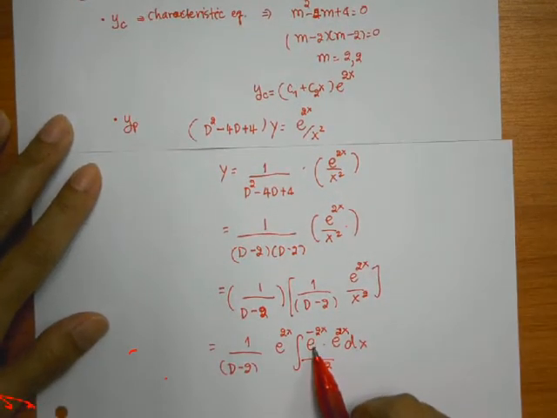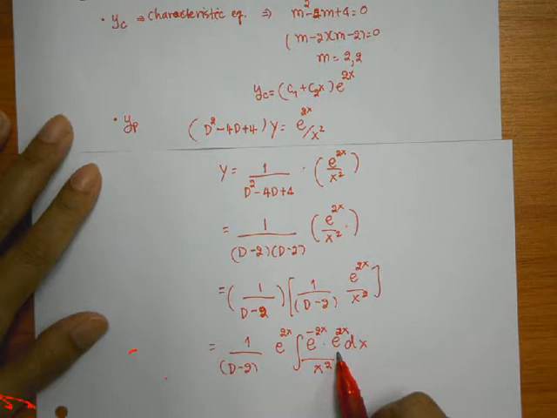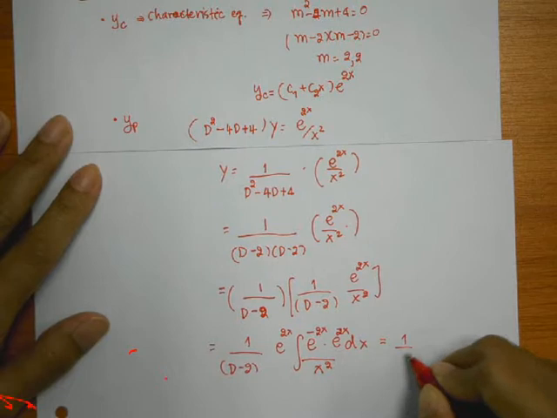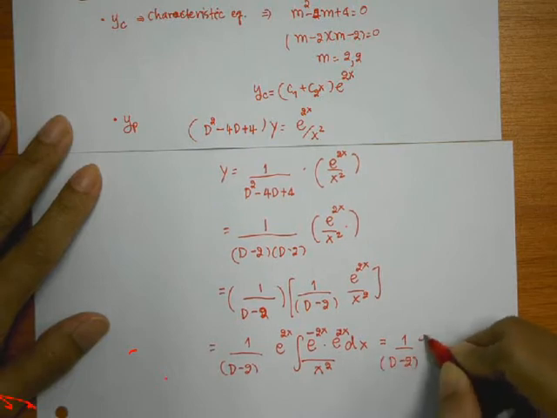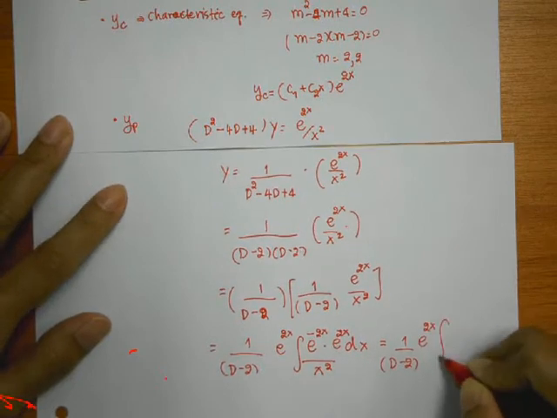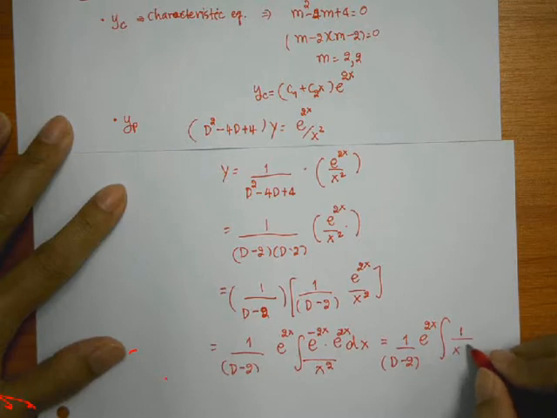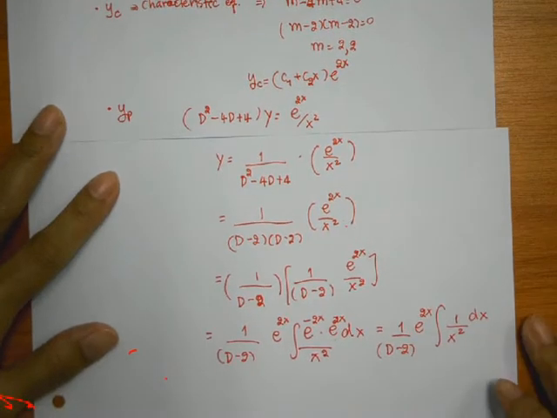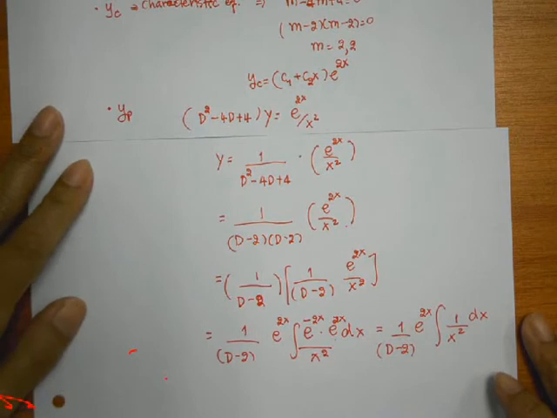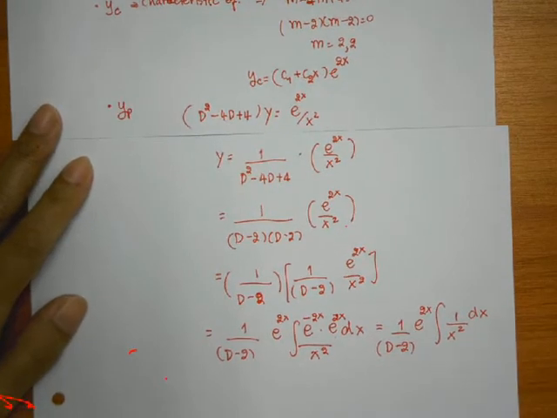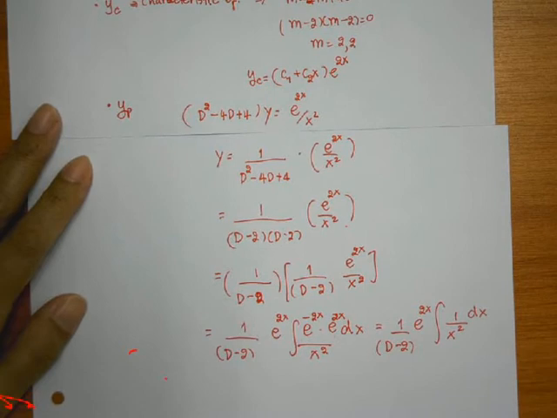e to the minus 2x times e to the 2x is equal to 1. Now in the integral term, you have only 1 over x squared dx. The integral of 1 over x squared dx is equal to minus 1 over x.